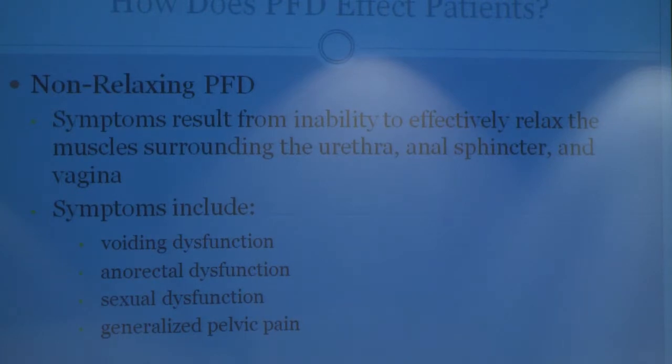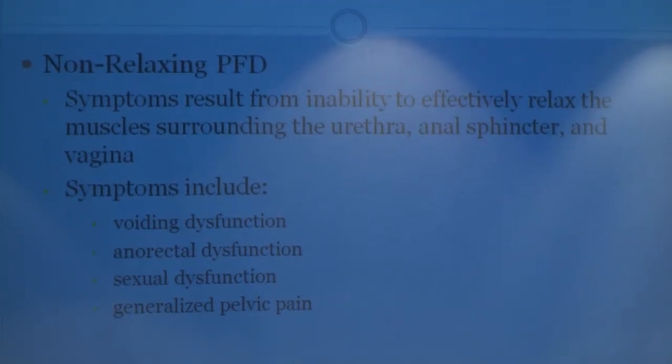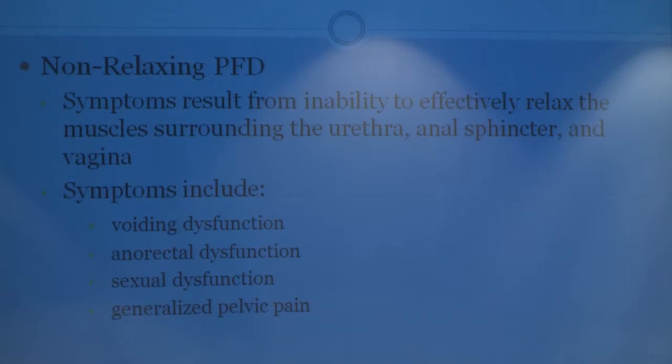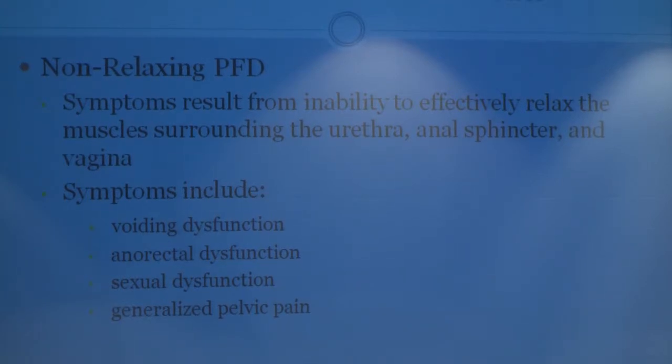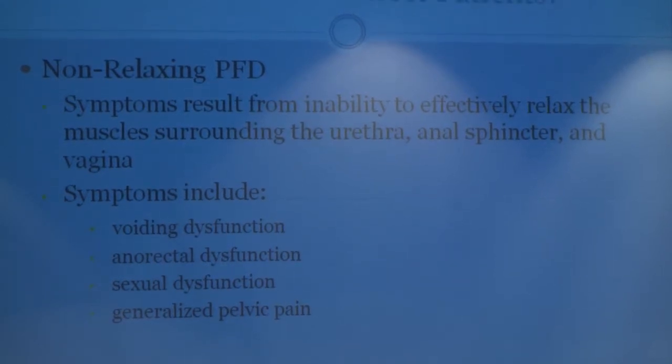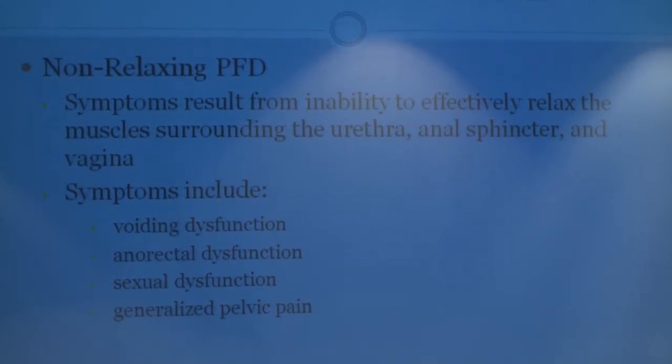Non-relaxing pelvic floor dysfunction, we see this. This is mostly what I deal with in children in the office, but this can actually begin in childhood and progress into adulthood if it's never dealt with. So symptoms result from inability to effectively relax the muscles surrounding the urethra, anal sphincter, and the vagina. Symptoms include voiding dysfunction, anorectal dysfunction, sexual dysfunction, and generalized pelvic pain.